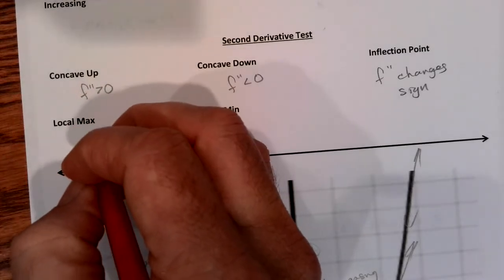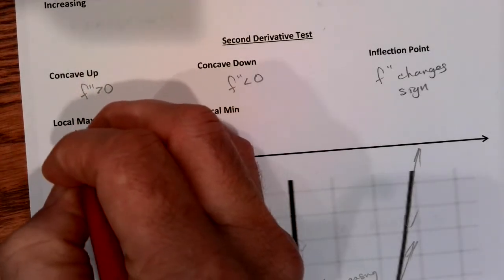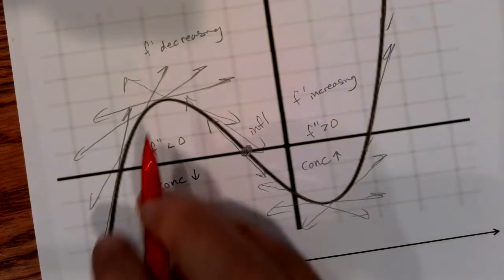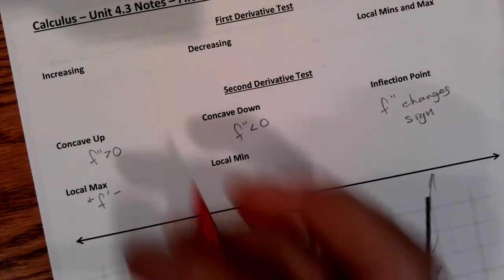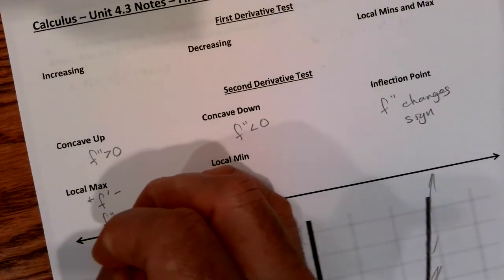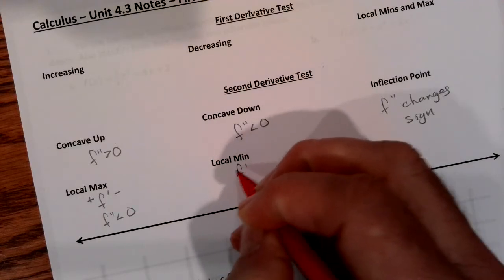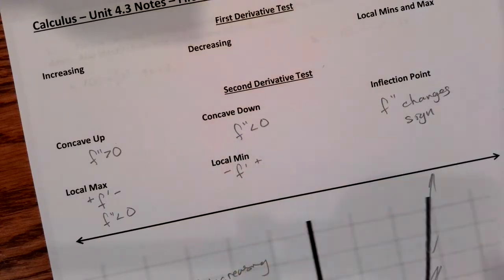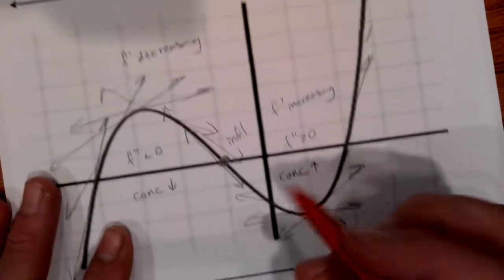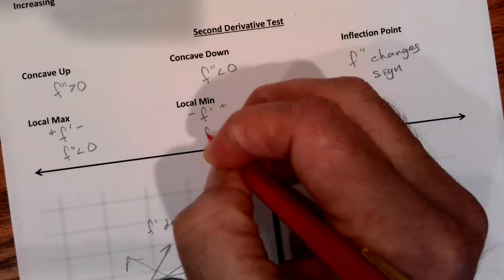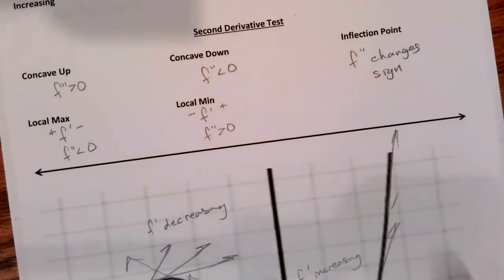Yesterday we talked about the local max happening where f prime changes from positive to negative. So if you consider your local max would be here, that's where you're concave down. So it also is true that f double prime is less than zero. We also talked about a local min being f prime going from negative to positive. If you look here, f prime is going from negative to positive, and you can see you're concave up. So f double prime is going to be greater than zero.